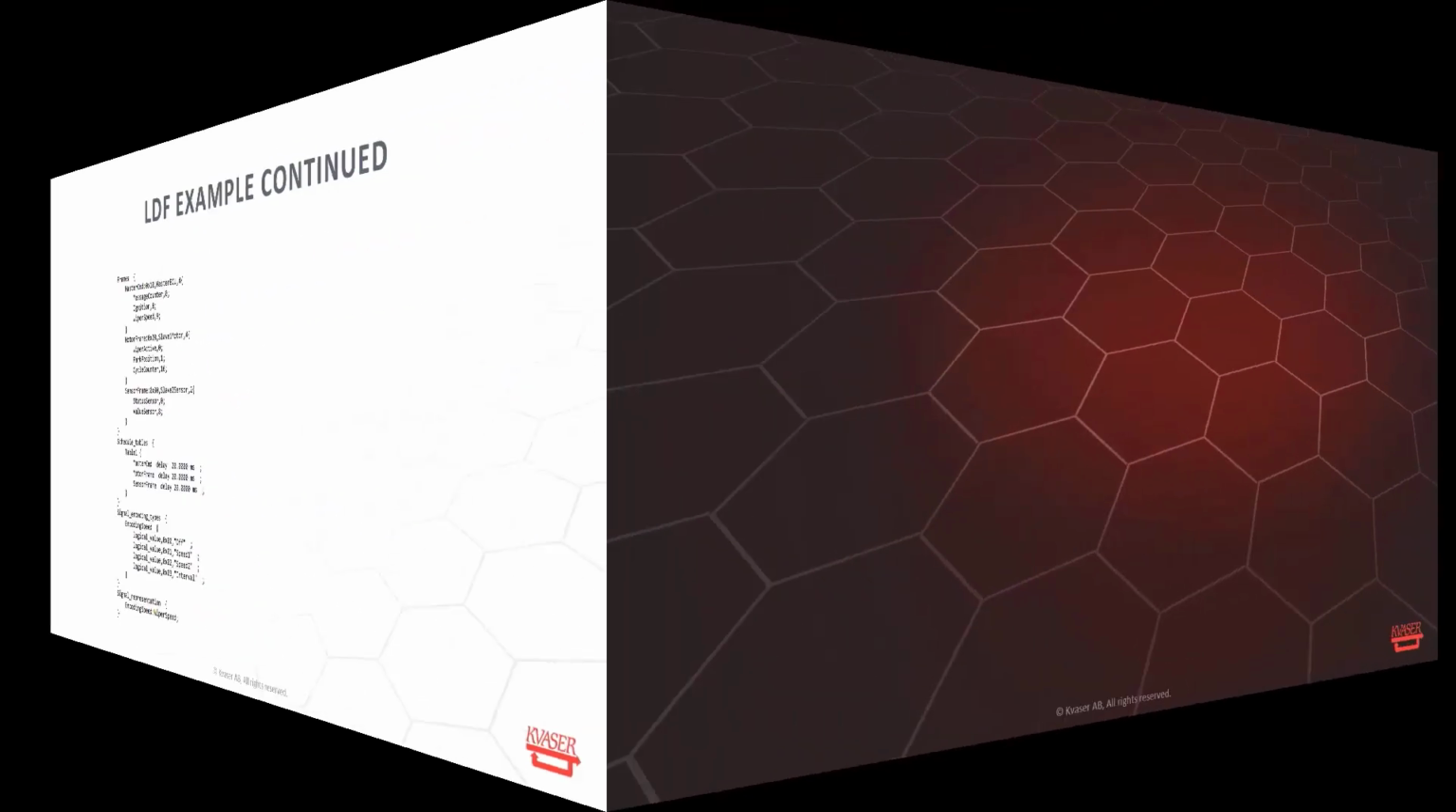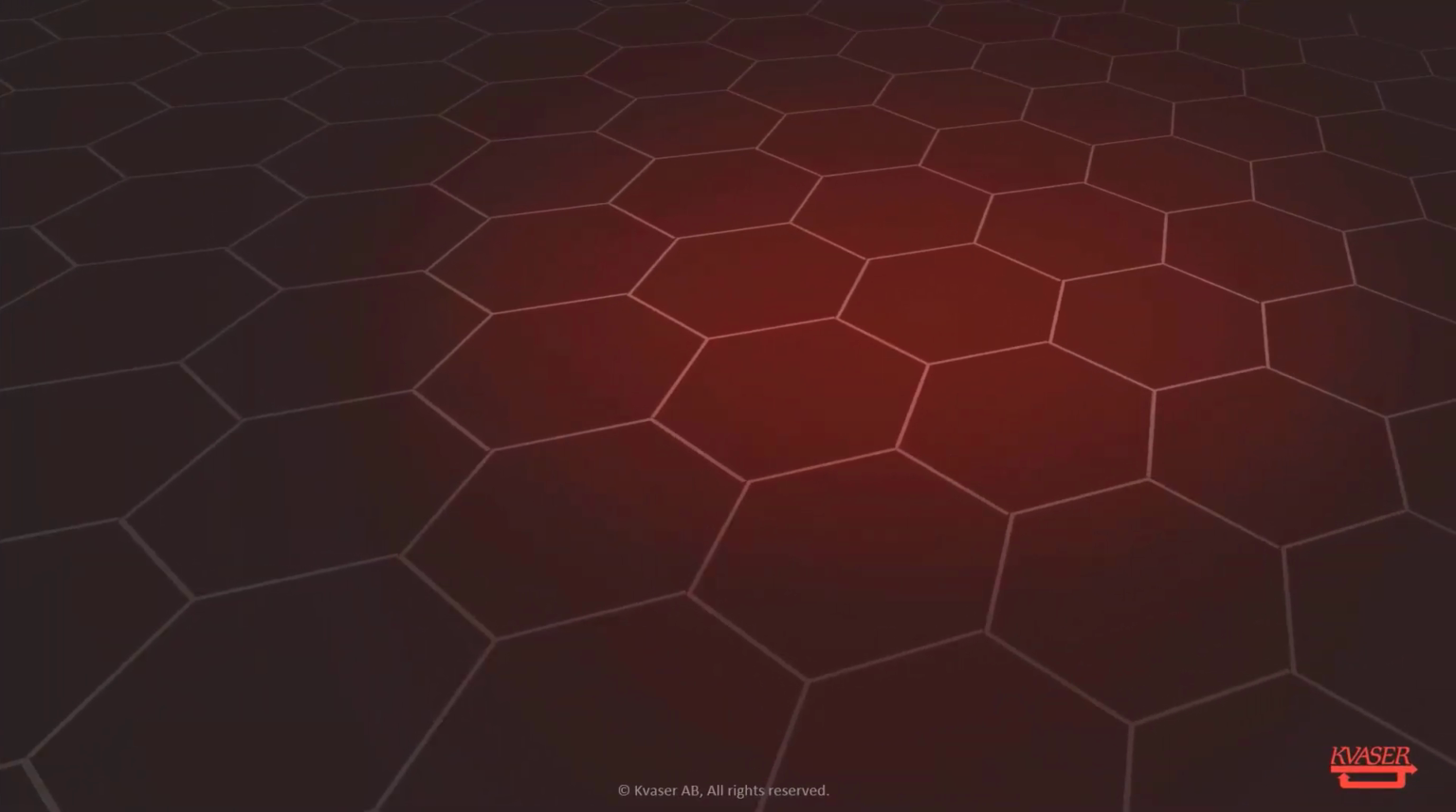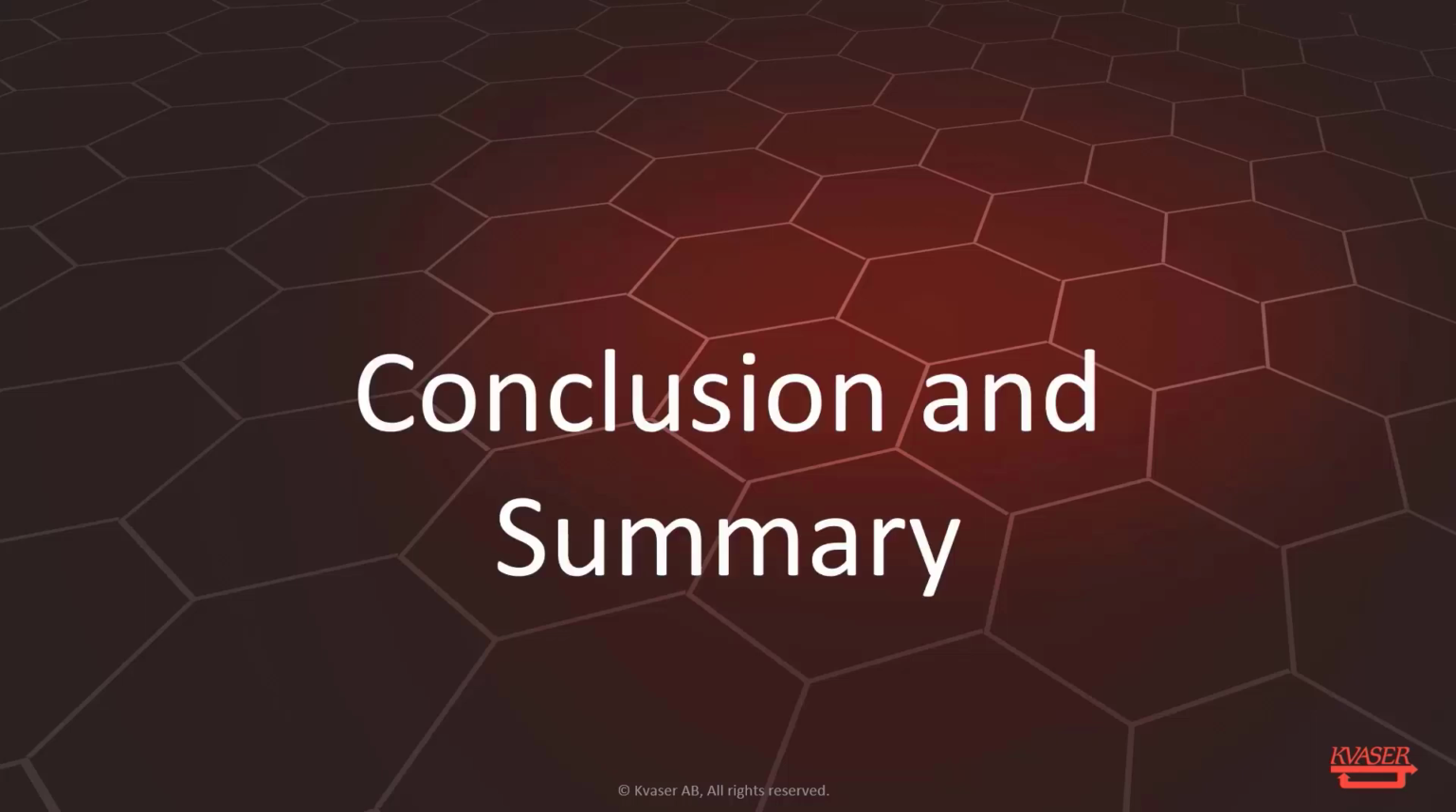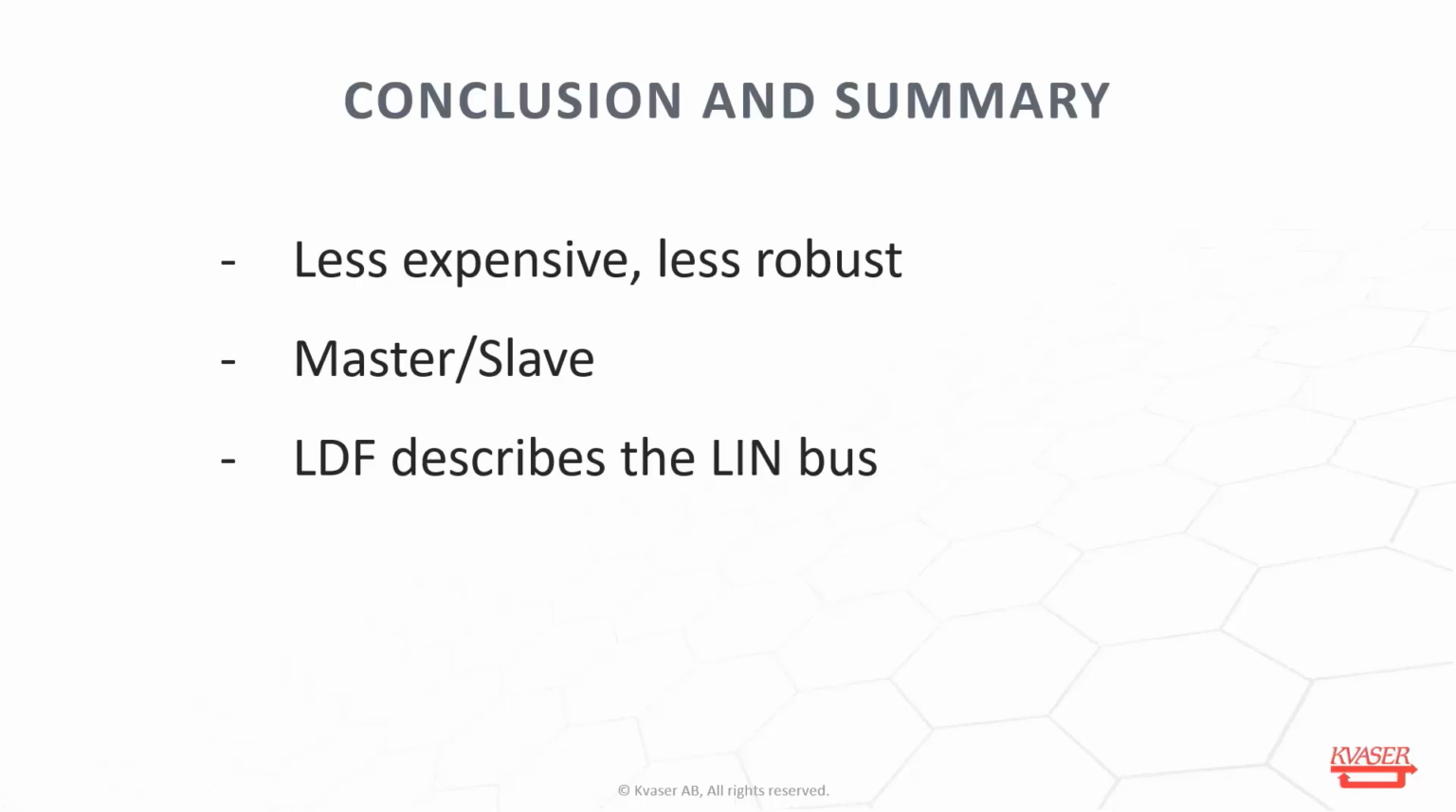So now that we've talked about the physical layer, the data layer, and the application layer, I just want to give a quick summary on everything that we've just talked about. LIN is less expensive but less robust. If you don't need the bells and whistles, why pay for it? LIN works. It may not be the fastest. It may not be able to send the largest chunks of data, but it does its job, and it does it pretty well.